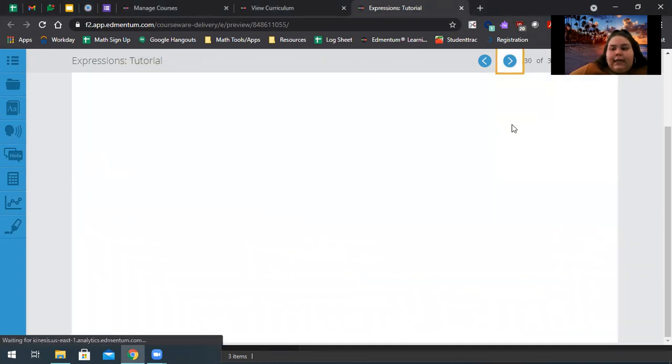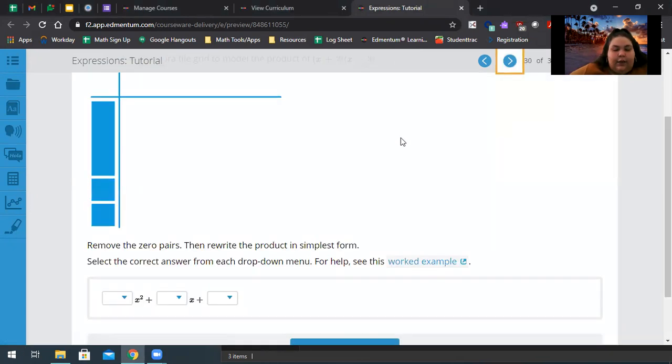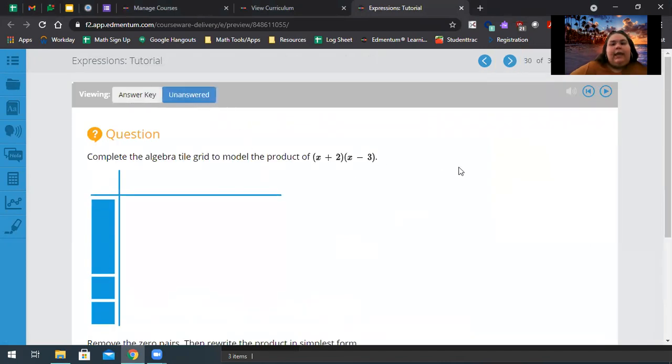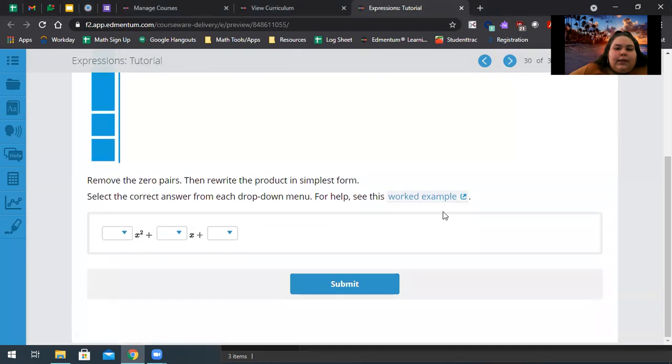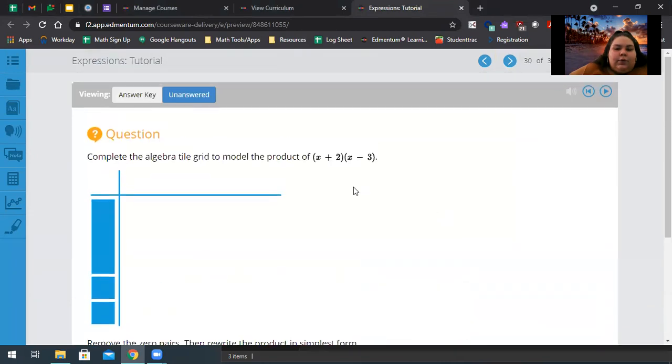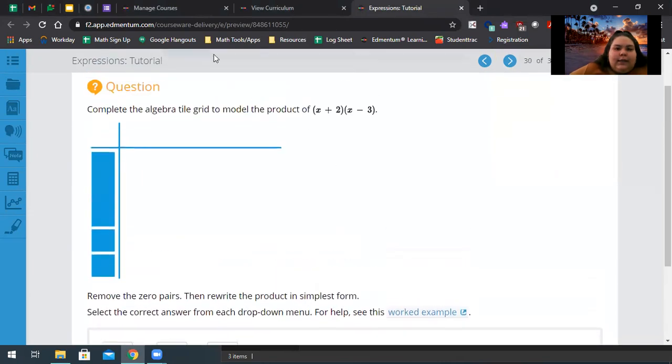to take care of. So let's take a look at slide 30. So here we are going to complete the algebra tile grid. So here it looks like this is a 1, and this is a 1, and this is your x. Again, do you see how time consuming this can be?